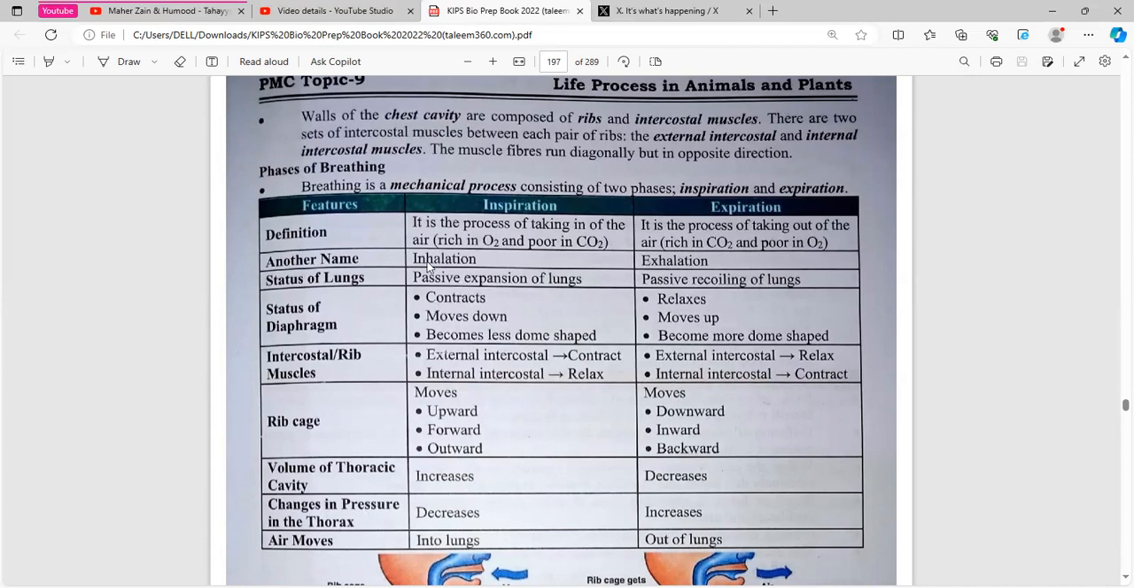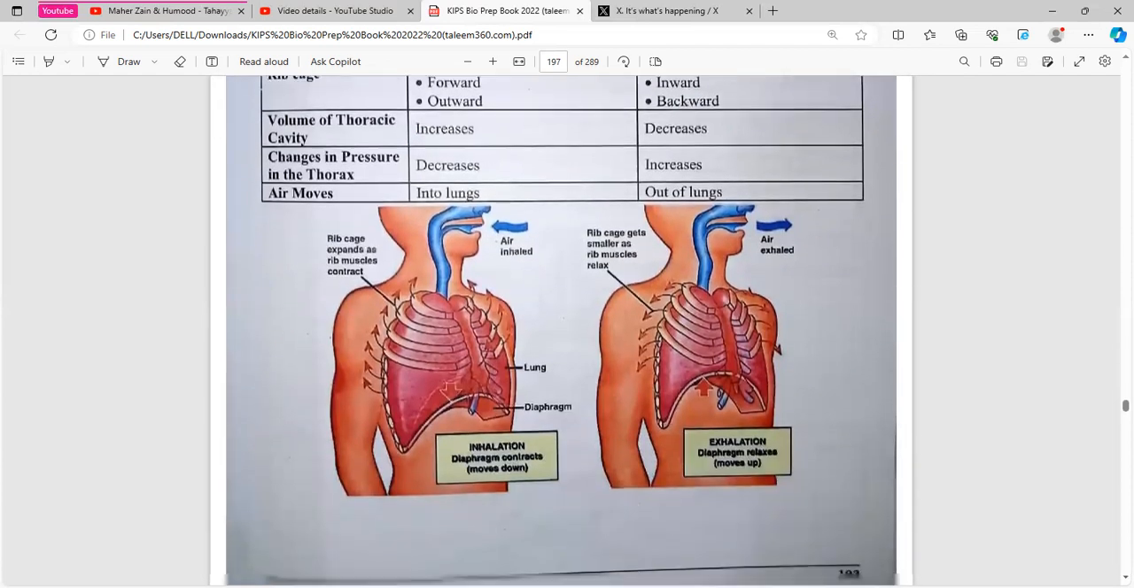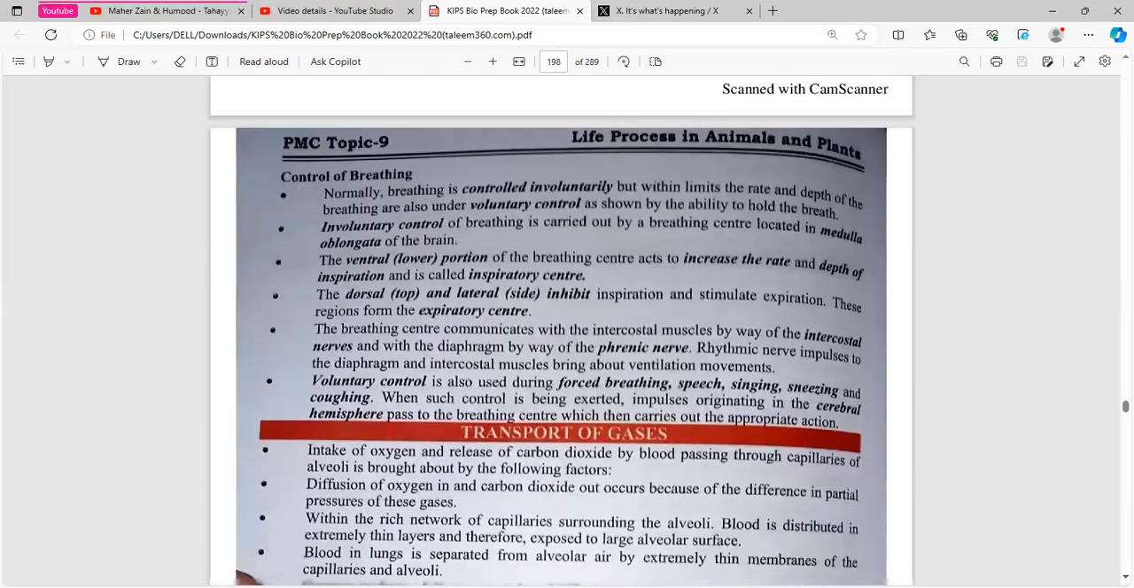what happens to the status of the diaphragm. In inspiration, the diaphragm contracts and becomes less dome shaped. In expiration, the diaphragm relaxes and becomes more dome shaped. Naturally, inspiration would lead to an increase in volume since air is being inhaled, whereas in expiration, air is being exhaled.